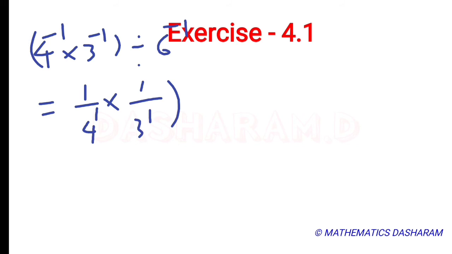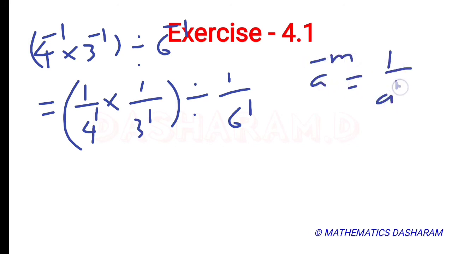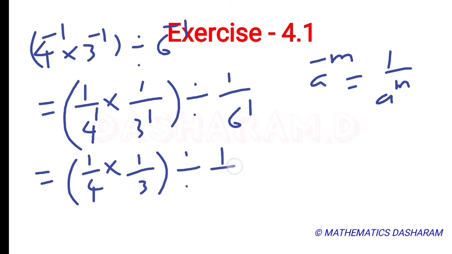Divided by 1 by 6 to the power of 1. The formula is a^(-m) = 1 / a^m. Now 1 by 4 power 1 means 1/4, 1 by 3 power 1 means 1/3, divided by 1 by 6 power 1, which means 1/6.